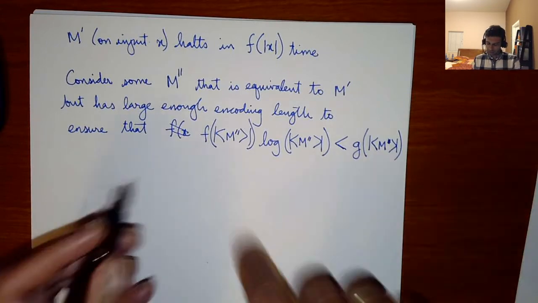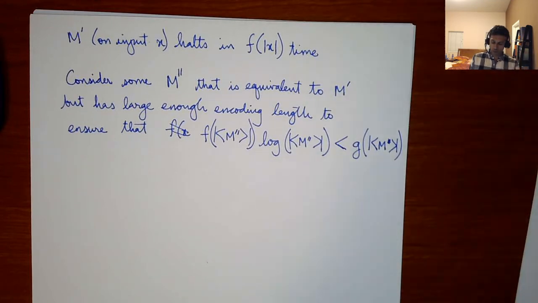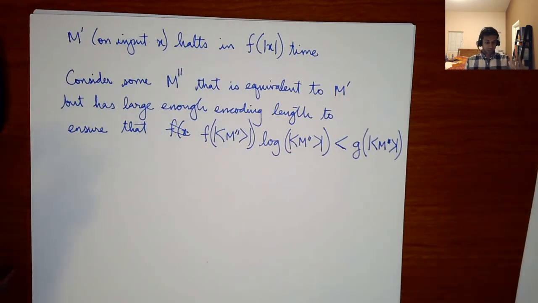So essentially I'm going to pad the description with empty states or extra states that will never be reached. If you want to think of code, I'm just going to add comments to the code. I'm going to add lots of comments just to ensure that the length of the code is sufficiently long.